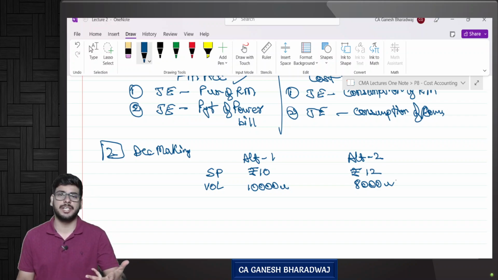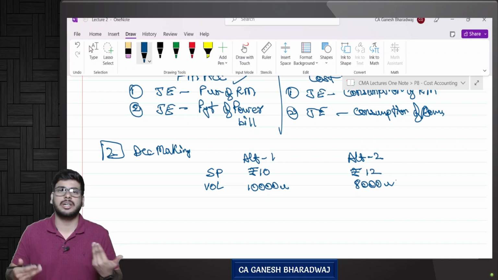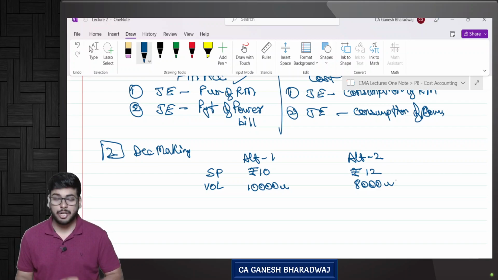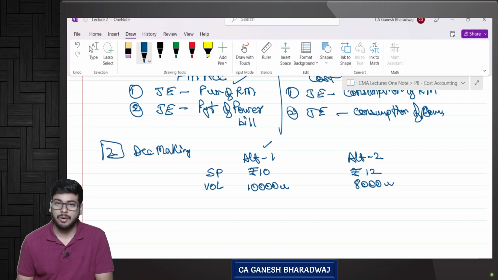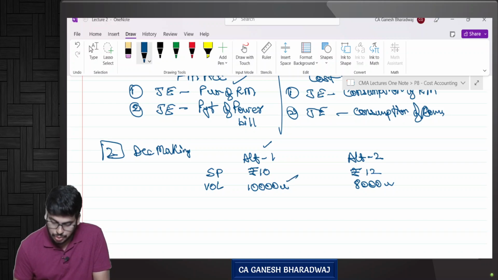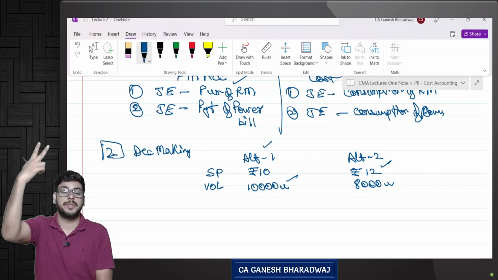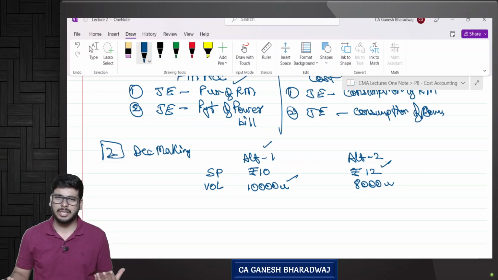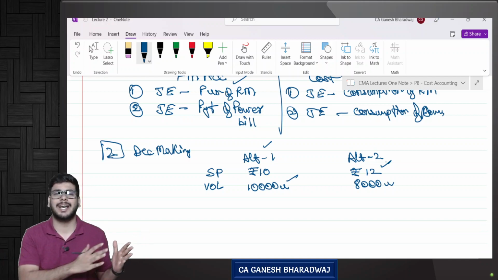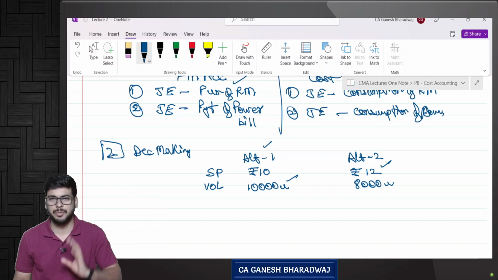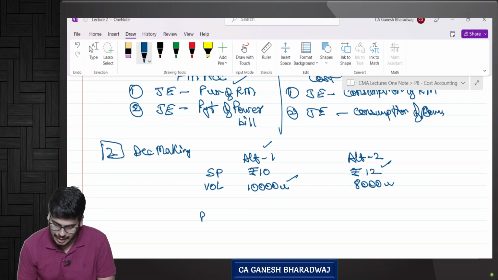Which alternative is better? Now wait, we cannot come to a conclusion just like that, because both alternatives have one advantage and one disadvantage. In alternative 1, what is the advantage? You will be able to sell more units. In alternative 2, what is the advantage? On every unit you sell, you will get more rupees, that is 2 rupees extra. Correct? So what the company will do is, based on other aspects also, the cost aspects will also be given. Based on that, they will arrive at the profit.